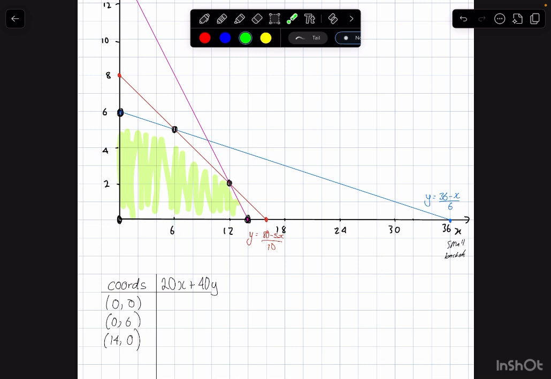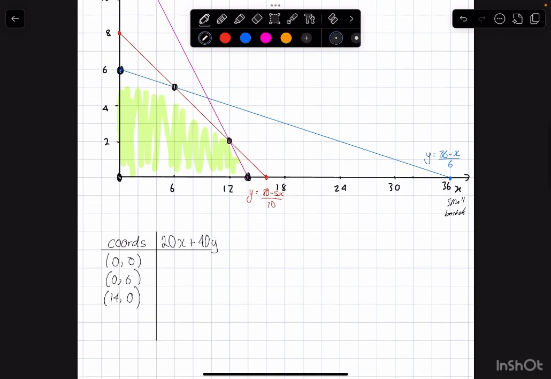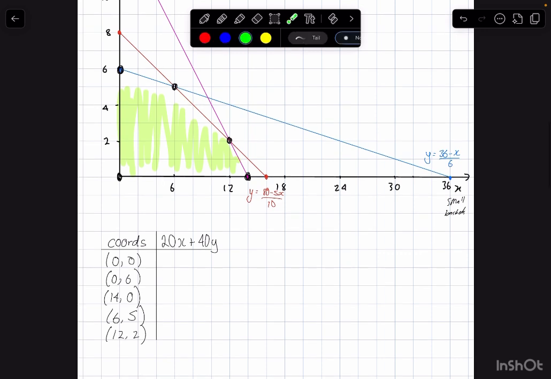Now, I've drawn my graph nicely so that I can find those values. If you've drawn yours a little bit weirdly, different scales, not quite as accurate as a technological piece can do, then I would suggest using your graphics calculator and finding the intersection using your G-Solve. But we've got 2 intersection points, and they are 6 and 5 and 12 and 2.